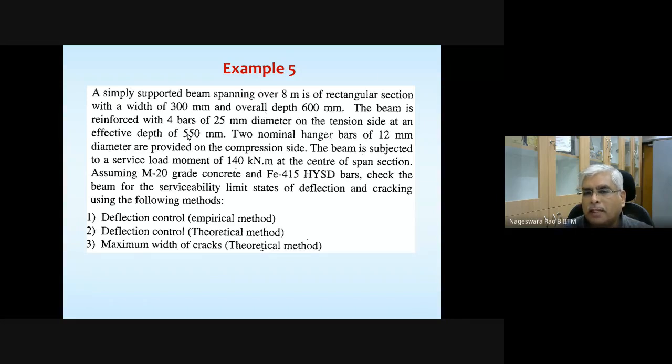And span of the beam is 8 meters. Anyway, span we are not going to consider for deflection, crack width calculation. You need to calculate neutral axis depth before you calculate the crack width. How do you calculate neutral axis depth? By equating moment of area in compression to moment of area in tension. Based on that, you calculate neutral axis depth.